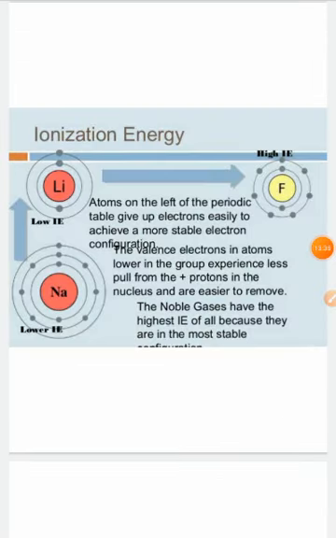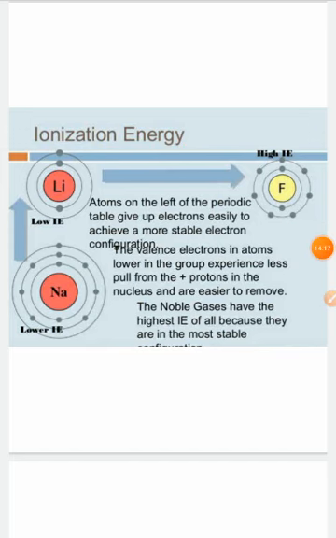So let us revise. Atoms on the left of the periodic table give up electrons easily to achieve a more stable configuration because they are bigger in size as compared to the other members of the row. So it is easy to remove the electron. The valence electrons in the atoms in the lower group experience less pull from the protons in the nucleus and are easy to remove. We know that down a group the atomic size is increasing, and there is a large distance between protons and valence electron. So it is easy to pull the valence electron from the elements present in the lower group.